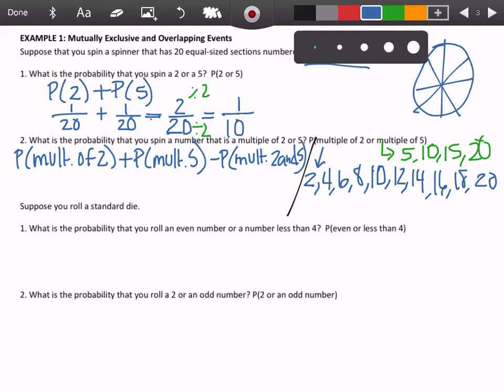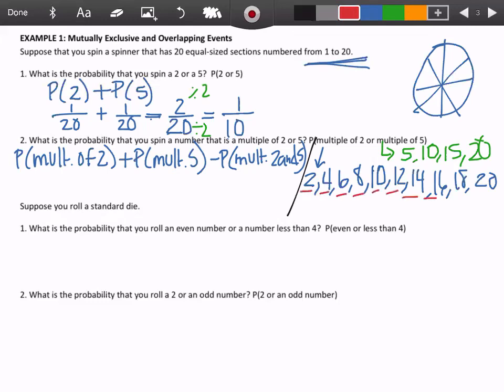So we have the probability of the multiple of 2. We have 1, 2, 3, 4, 5, 6, 7, 8, 9, 10 numbers out of 20. And then we're going to add the amount of multiples of 5. So that's 1, 2, 3, 4. 4 out of 20. And then we're going to subtract out the ones that are overlapping.